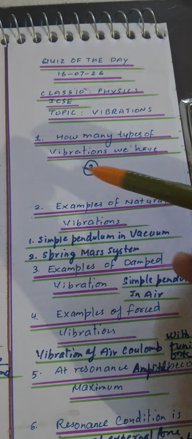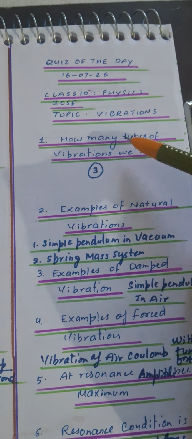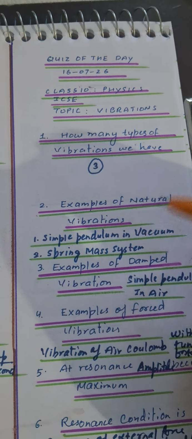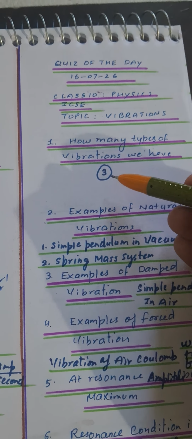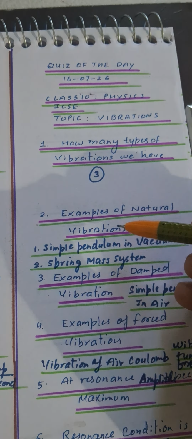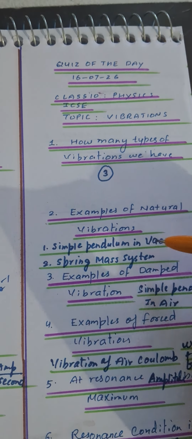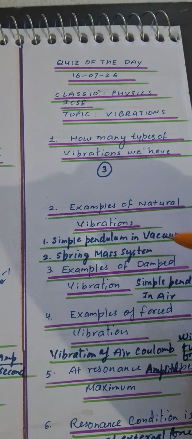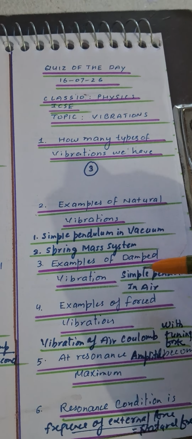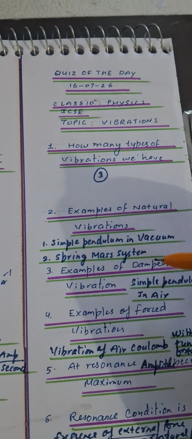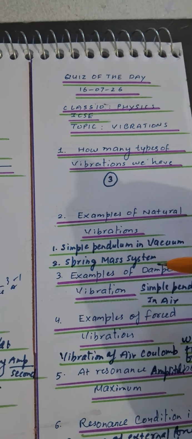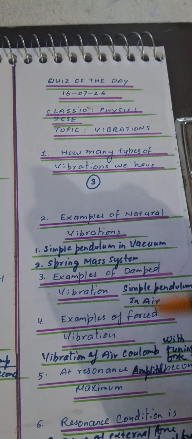The topic is vibrations. The first question is how many types of vibrations we have. We have basically three types of vibrations: the natural, the damped, and the forced vibrations. Then another question: examples of natural vibrations. It's a simple pendulum in vacuum or a spring mass system in vacuum. Then we have examples of damped vibration. It's a simple pendulum in air or in glycerine or some viscous substance, and a spring mass system in glycerine is also an example of damped vibration.